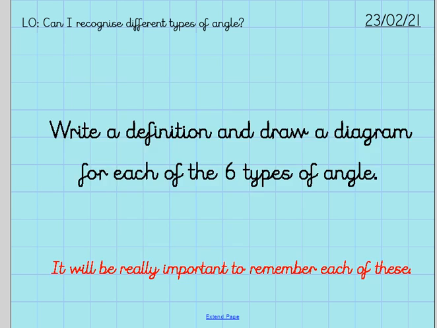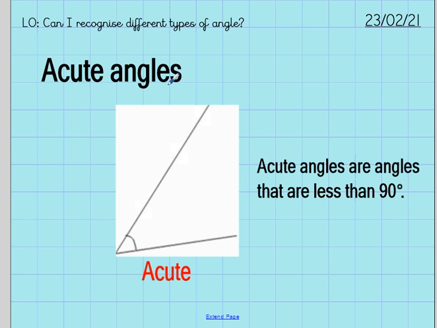The first set of angles are acute angles. They are angles that are less than 90 degrees. Anything from 0 to 90 degrees, or 0 to 89 degrees, we call an acute angle. So an acute angle is anything that's less than 90 degrees. This is an example of an acute angle. There's your definition, and there's a diagram that you could draw. Yours might look slightly different, but it needs to be less than 90 degrees. So get that recorded.